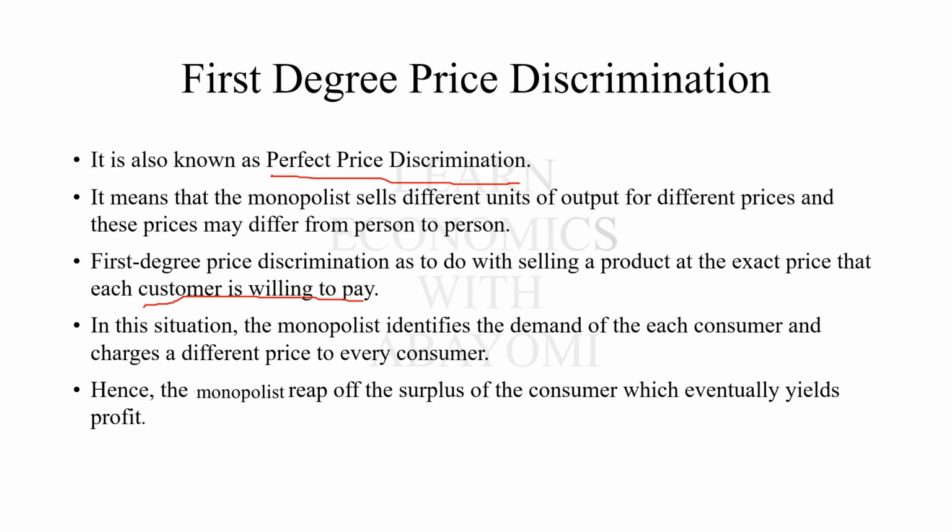Now, the monopolist here, due to the information he was able to get, charged the consumer the exact price they are willing to pay, so their surplus has been ripped off. So the monopolist actually got the producer surplus together with the consumer surplus. I hope you get that.